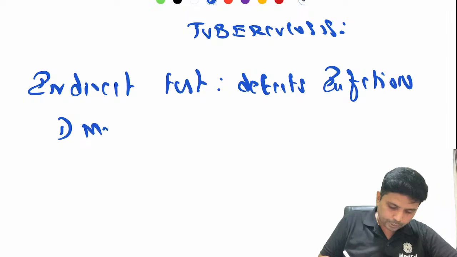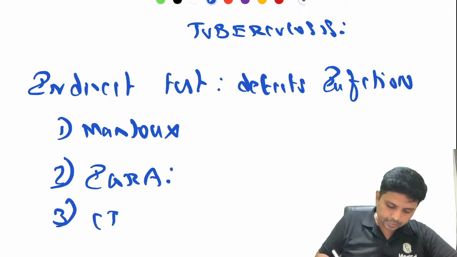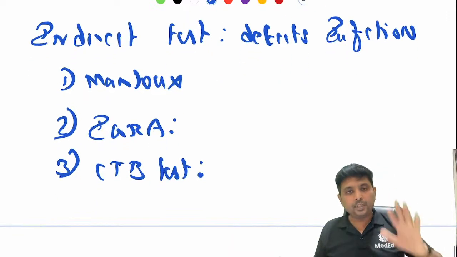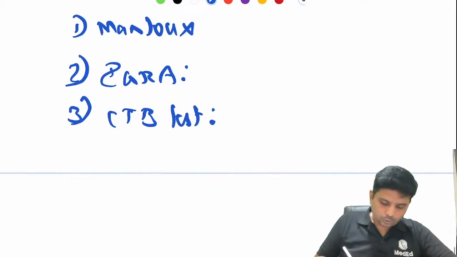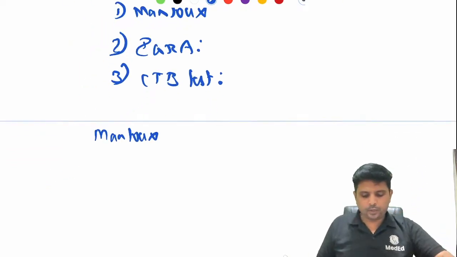So what are all the tests? One is Mantoux, another is IGRA, another is the CTB test. So these are all the indirect tests. So what about Mantoux?